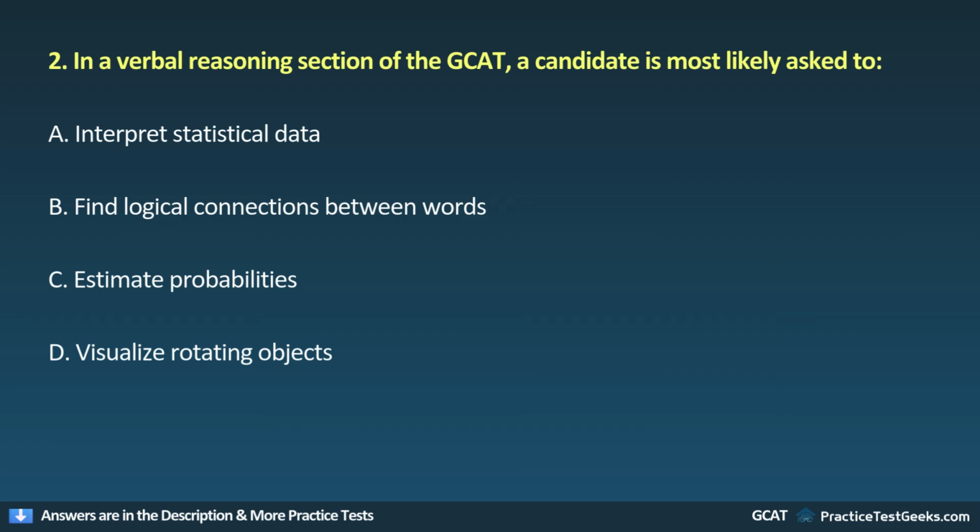2. In a verbal reasoning section of the GCAT, a candidate is most likely asked to A. Interpret statistical data. B. Find logical connections between words. C. Estimate probabilities. D. Visualize rotating objects.